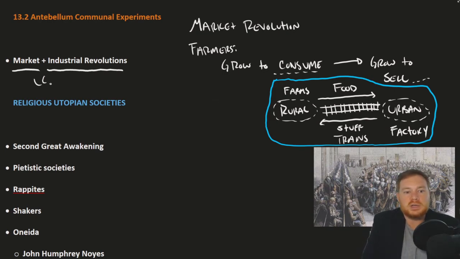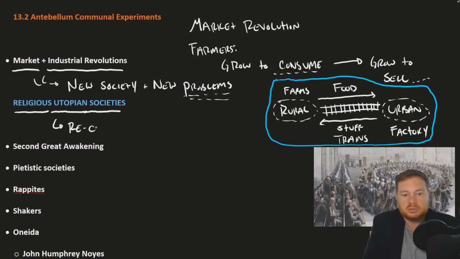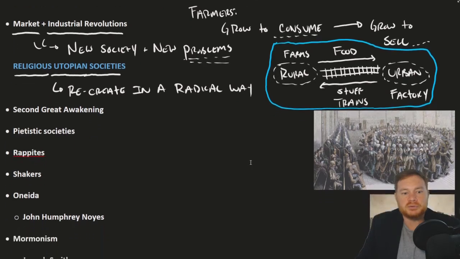So like we said, this created in many ways a new society and new problems, right? New problems. And a lot of people believe that these new problems were very, very bad, and that there needed to be a complete separation from American society. Most people are just going to look to reform, right? Change some of the things in society, but there are some utopian groups, in this case, we'll be looking at religious utopian groups, that almost want to take extreme or radical measures to recreate society. So we might say of utopian societies, they want to recreate in a radical way, right? Radical way. And we'll just list a couple of examples of these various societies.